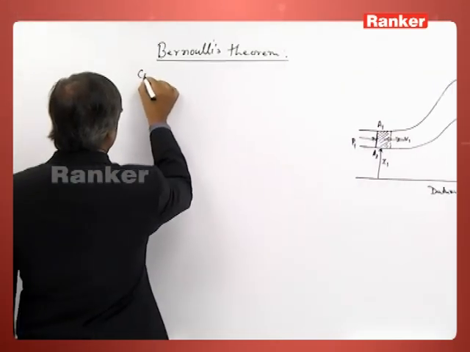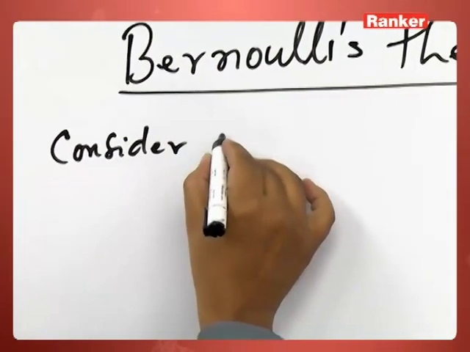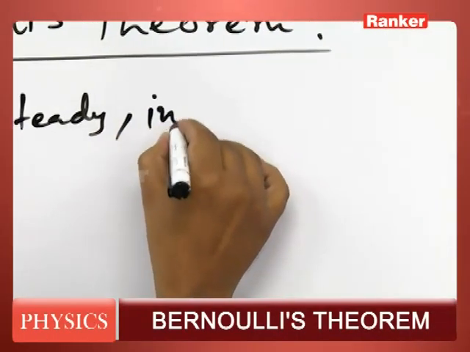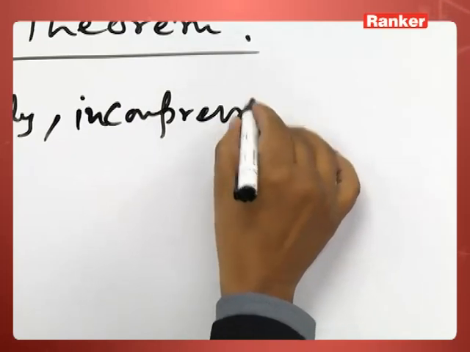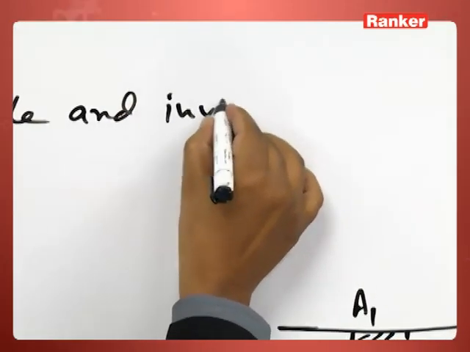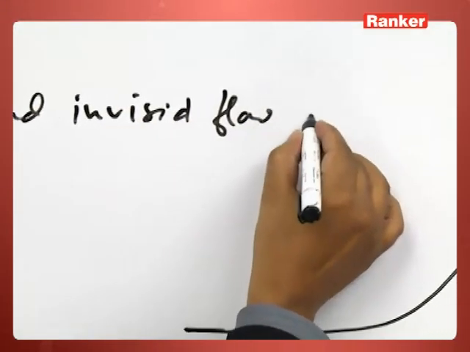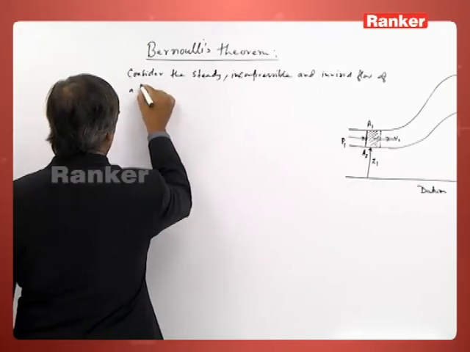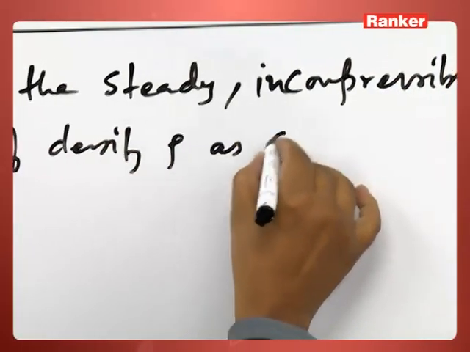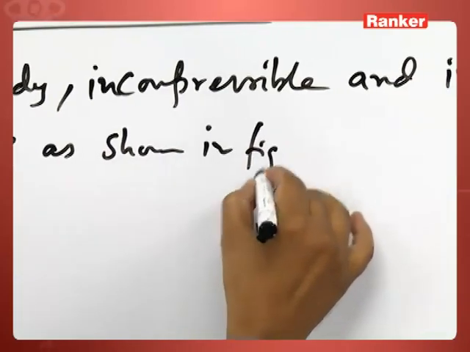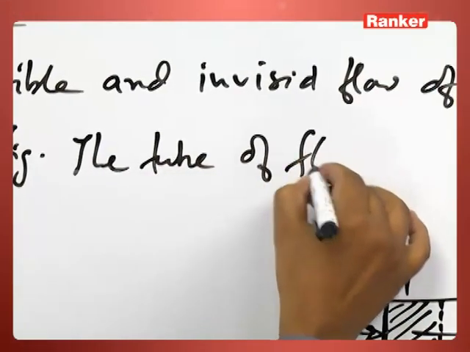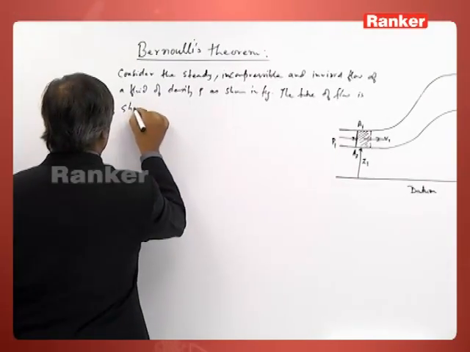So consider the flow, the steady, incompressible and inviscid flow of a fluid of density rho as shown in figure. So in figure, the tube of flow is shown in figure.